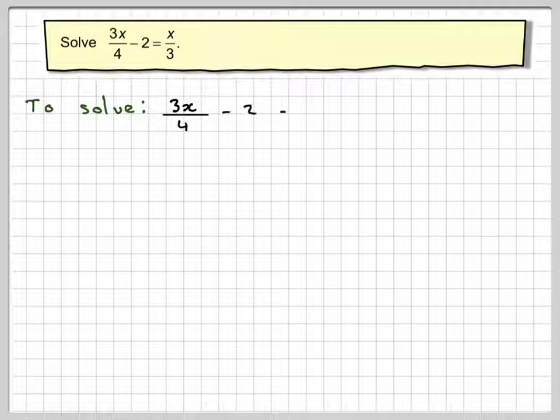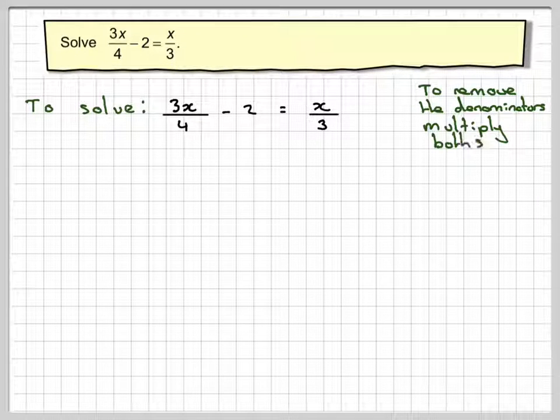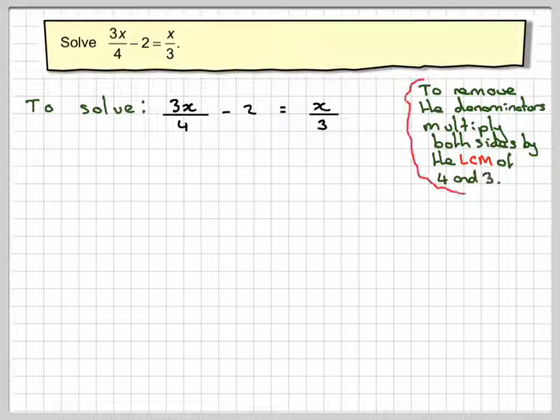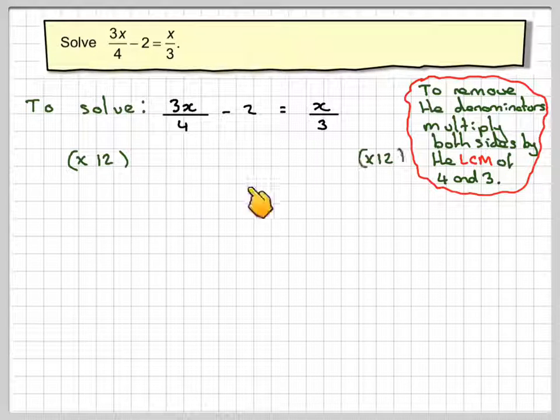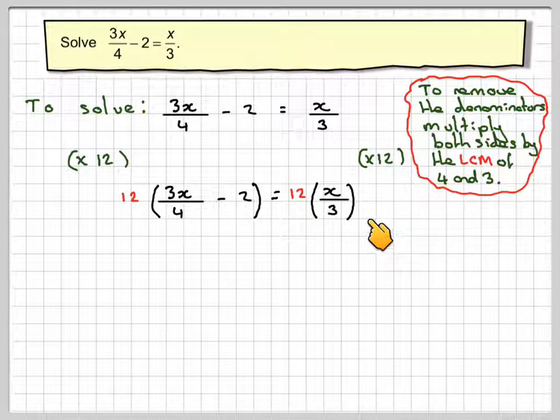Now remember, the principal thing for solving equations is whatever you do to one side you must do to the other, and doing opposites. So what we've got here, we've got 4 and 3. So what we'll do is we will remove the denominator by finding the LCM of 4 and 3, which is 12. So we'll multiply both sides by 12. So it'll be 12 times all of this side is equal to 12 times all of this side.